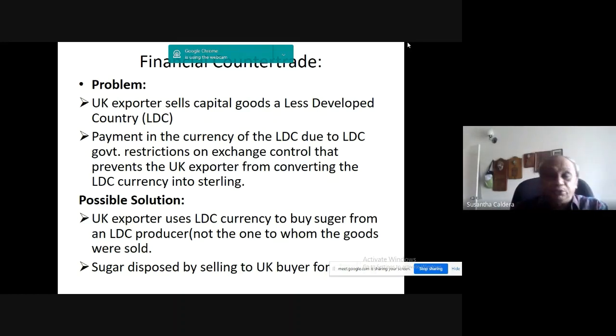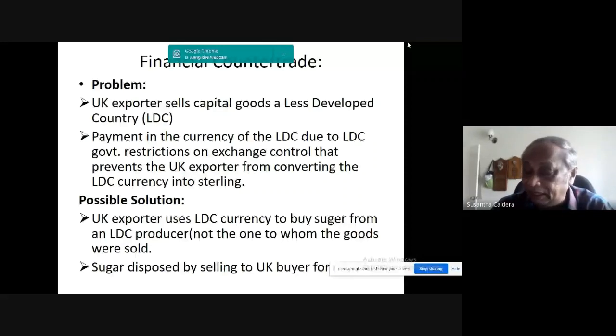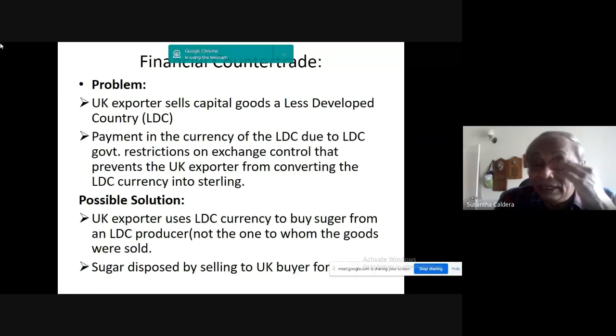So the possible solution is the exporter uses LDC currency to buy sugar from an LDC producer. Now the guy who purchased the capital goods from the UK exporter will settle the money in LDC currency. So the UK exporter will tell that guy, okay, you use this LDC currency and buy sugar because they manufacture sugar. You buy sugar from me and then export it to London. So instead of getting sterling pounds, now he is getting sugar.